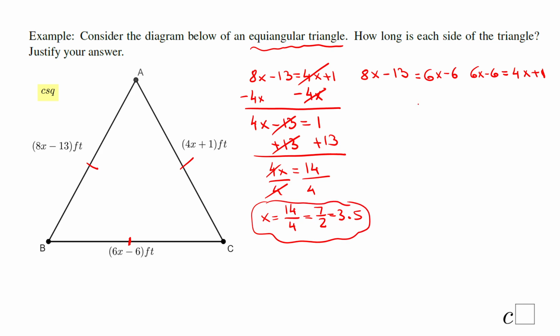If you solve this equation, you should get the same thing: x equals 7 over 2 or 3.5. The same if you solve this equation, you should get the same value. How long is each side? Then we have to plug it in. You plug in one of these expressions. Let's say you plug in 8x minus 13: 8 times 7 over 2, I prefer this form, minus 13. That will be how long AB is.